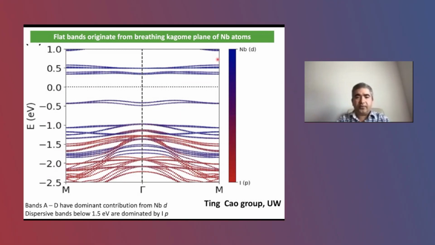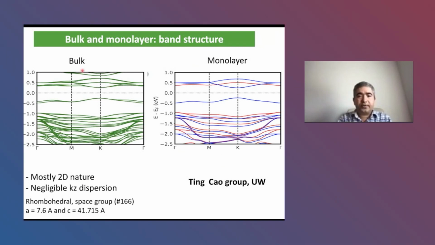So this is the calculation, and you can see the bands close to the Fermi level, bands A and B and C, are basically coming from niobium d orbitals. Niobium is actually forming the breathing kagome lattice. But this band is basically coming from iodine p, which are mostly the dispersive bands. Okay, so we also compare the bulk and monolayer. You can see the frontier bands look similar. Bulk has more bands compared to the monolayer, but you can clearly see negligible kz dispersion because C is much, much larger.